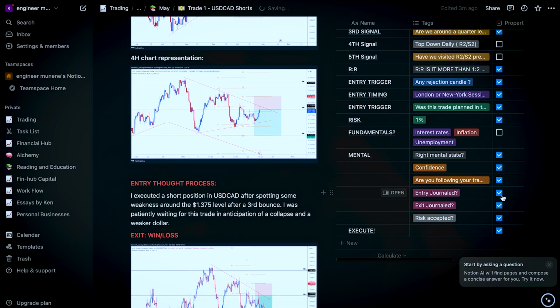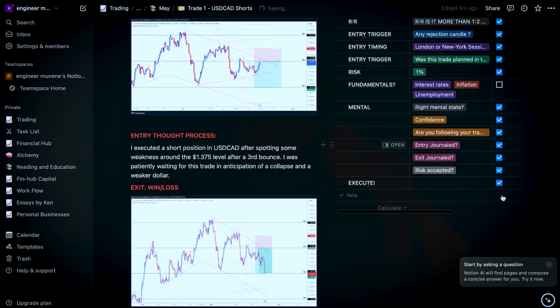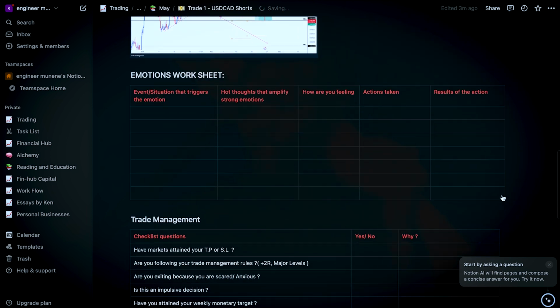And for me, I like knowing, am I in the right mental state? Am I confident enough about the trade? Am I following my plan? Did I journal my entry? Did I journal my exit? Did I accept the risk I'm taking? And did I execute well? So I'll do that checklist. And then after that, I have an emotions worksheet.